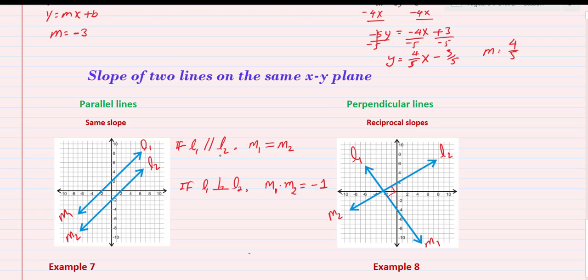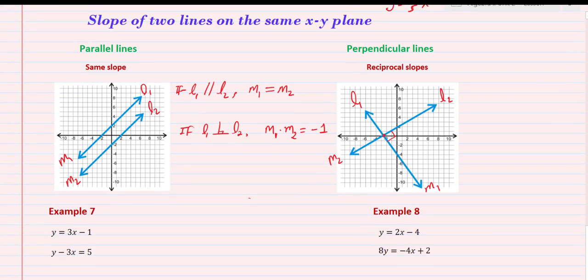If the two lines are parallel, which is the first type, the two slopes will be the same. Okay, if the two lines are perpendicular, meaning they make 90 degree, they intersect and make 90 degree, what happens is, if you take the slope of the first one times the slope of the second one, you'll always get a negative 1. That's how you prove that. Let's take this concept and apply it.